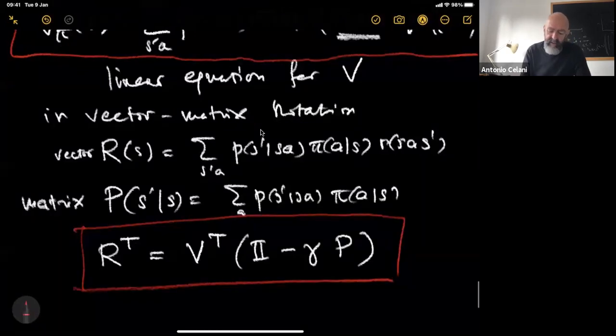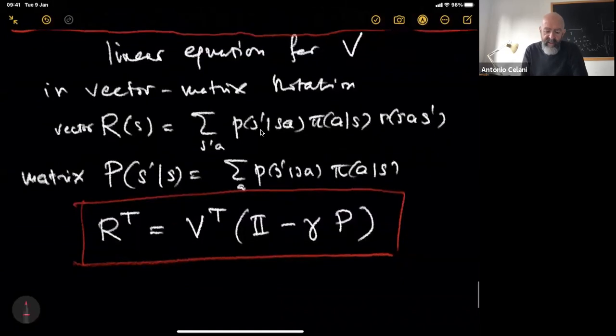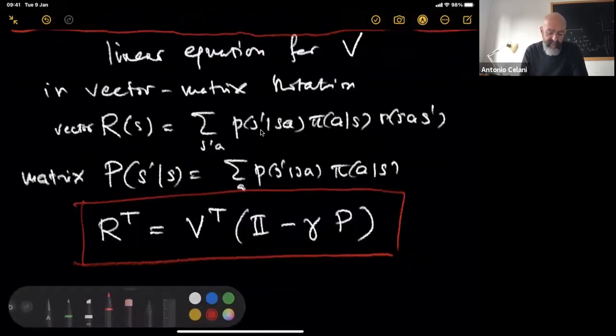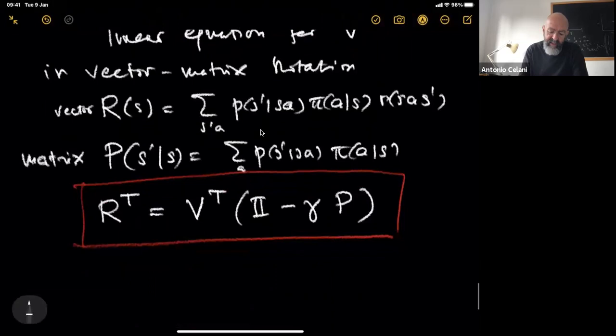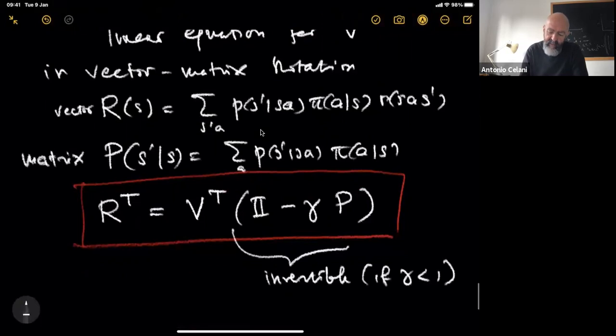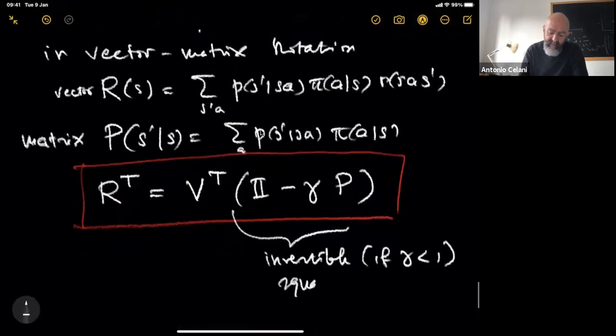Why do I do that? Just because this highlights the linear algebra nature of the problem. So here this object is an invertible square matrix if gamma is strictly less than 1.